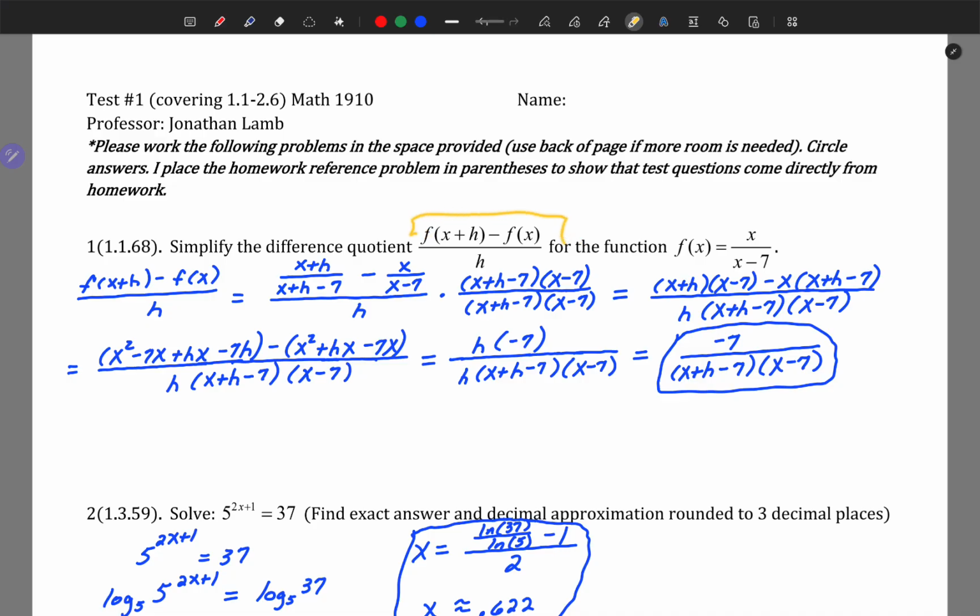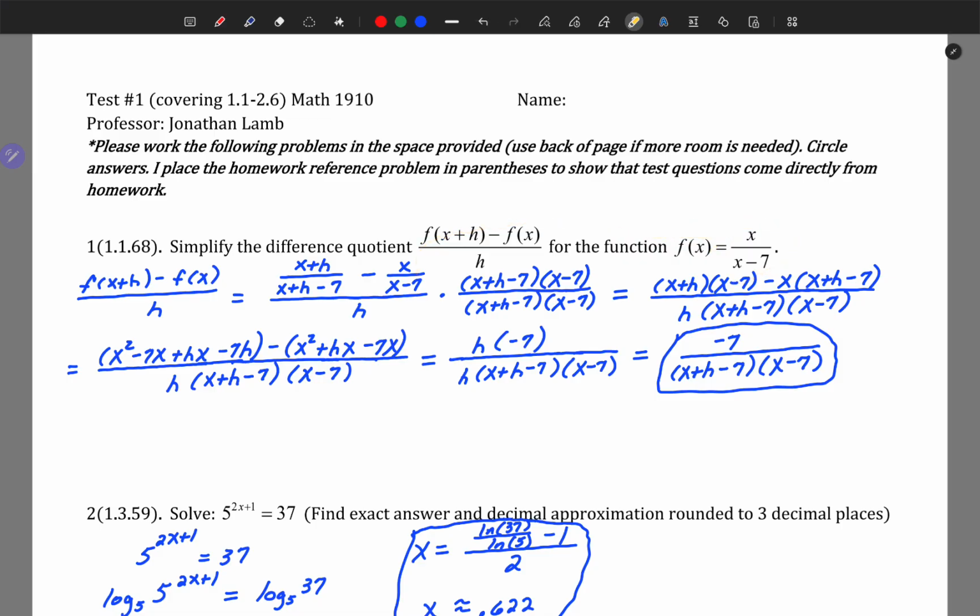The difference quotient will be given, and then you'll be given a function to plug into it. In this case, I'm plugging in the function x over x minus 7. So in this problem, for f of x plus h, all I do is replace the x in f of x with an x plus h, so I get x plus h over x plus h minus 7. That x plus h took the place of that x. Minus f of x, which is just plugging our function in there, all divided by h.